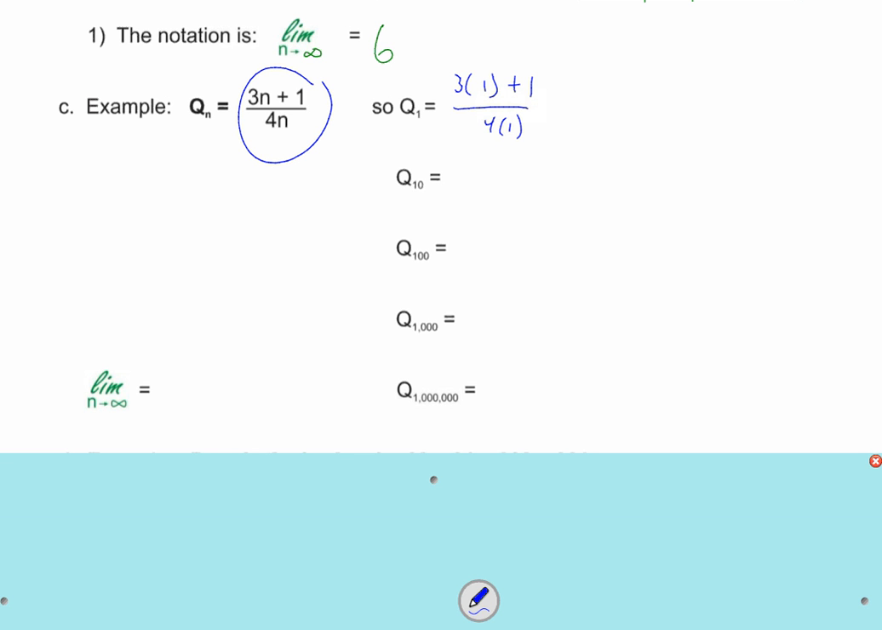And so we end up with 4 over 4, and that value is 1. Do we have any clue yet what the limit is? I don't. You might not have any clue after we finish either. Right now we have no clue what the limit is. We don't have enough data. Let's do Q sub 10. See, I'm getting bigger, I'm heading toward infinity. So I chose 10 as the next data point. You don't have to go in order.